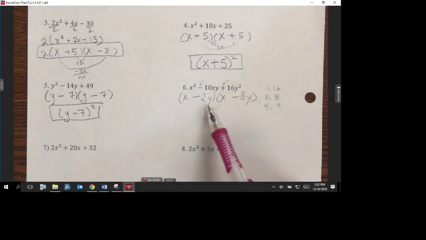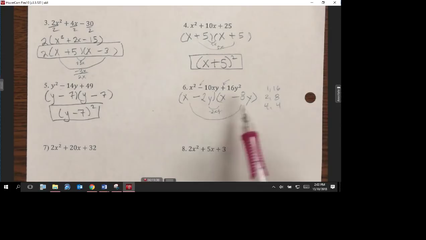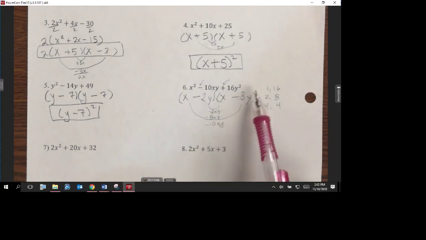So here, when I multiply together 2 times y times x, I get negative 2, and I just write xy because I put them in alphabetical order. And on the outside, negative 8xy. They're both like terms, xy, so we have negative 10xy. That one does work.